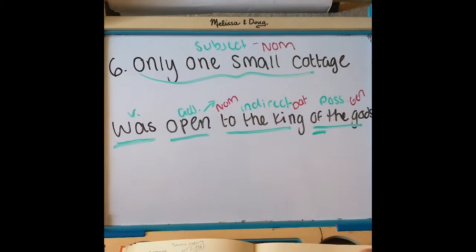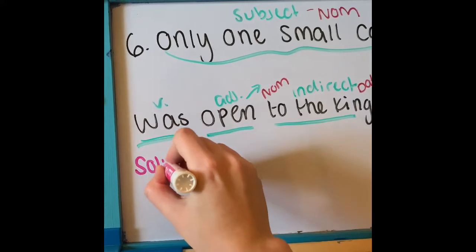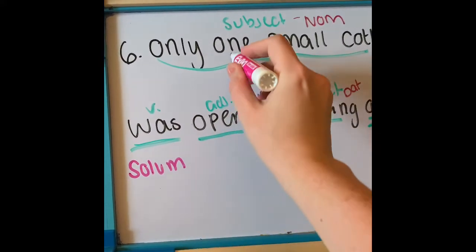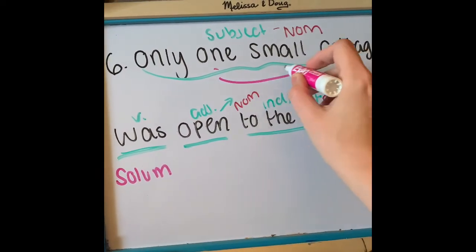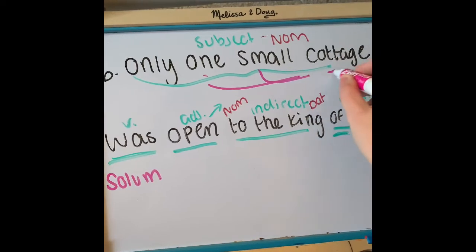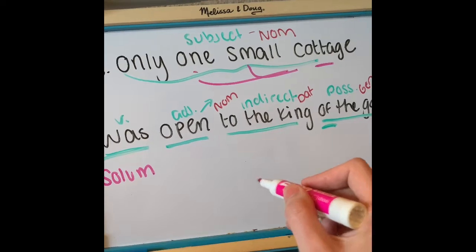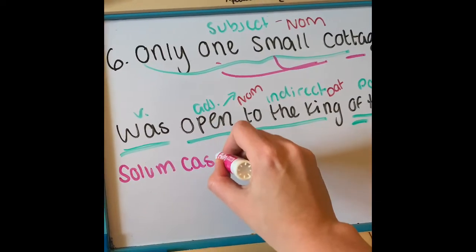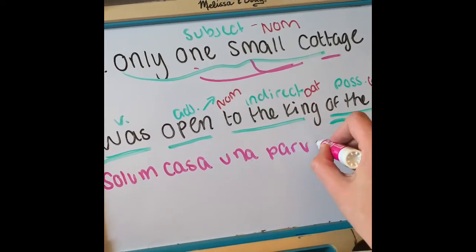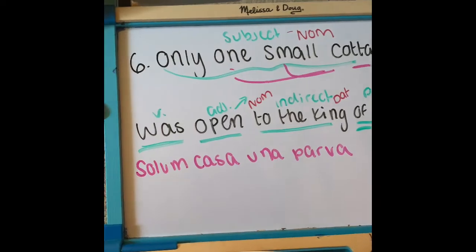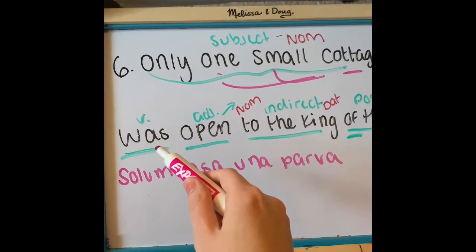So let's start with our subject here. Again, this subject is all of these pieces. Only one small cottage is all our subject. So only, that's our word solum. One, remember one does decline, so it's got to pair with cottage, and so does small. So let's first think of what cottage is, just to keep us on track. For this, we're actually going to use the same word as we would use for house. So casa is the word we know for house so far. There's another word we'll learn for house later, but this is what we've got. So since una and parva have to pair with casa, they've got to have those same endings. So solum, casa, una, parva.